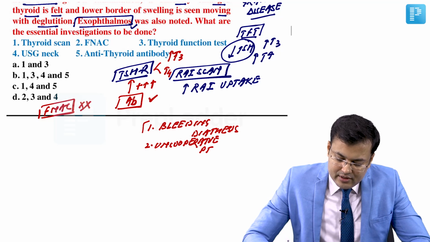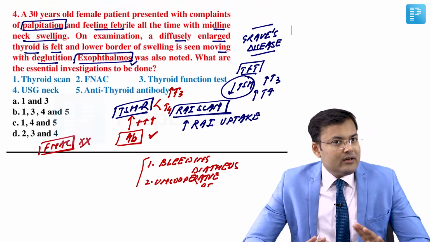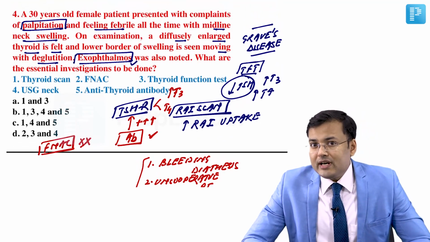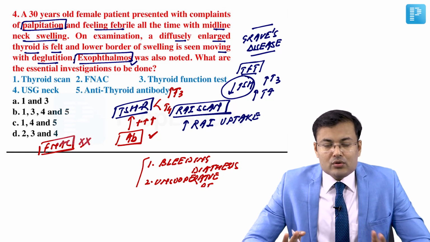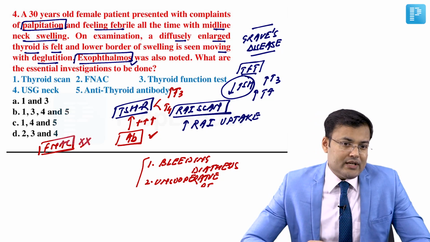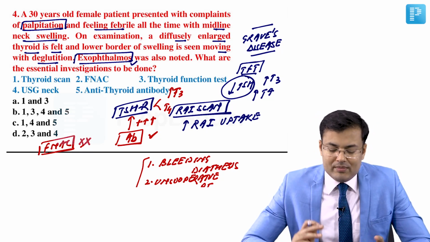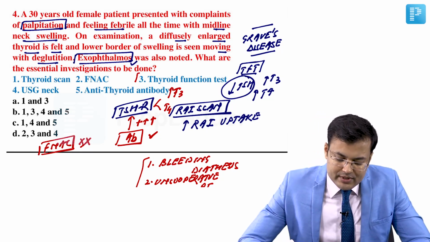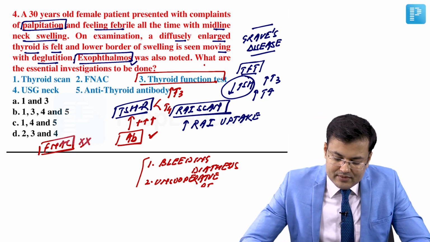Uncooperative patient. So frankly speaking, Graves disease per se is not a contraindication for FNAC. So see the language of the question. What are the essential investigations to be done? One by one. The first investigation which should be done is the thyroid function test.